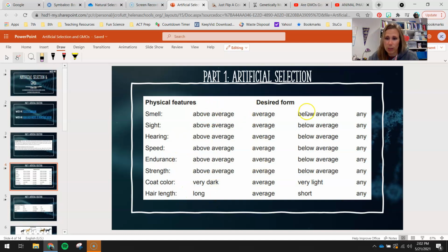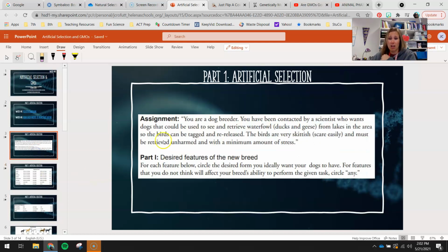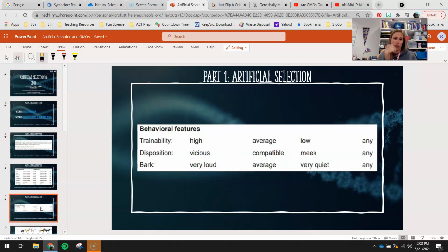Circle or highlight whichever one of these 4 traits you think is important to have a dog that could do this job of catching waterfowl live, bringing them back unharmed so they can be tagged and released. Okay, the next one you're going to look at is on slide 5, and it's behavioral features.